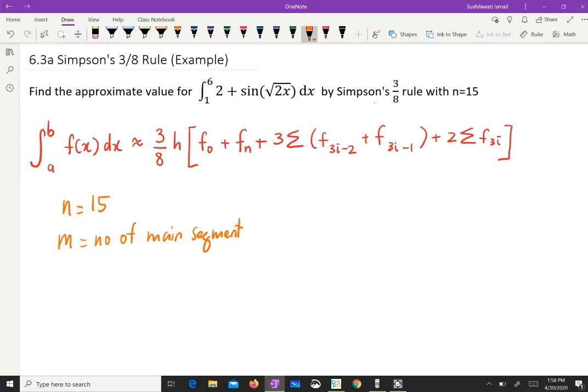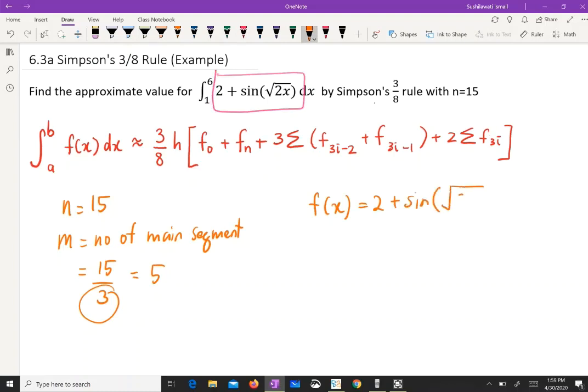So we can calculate m equals 15 over 3. Why 3? Because for Simpson's 3/8 rule, the value of n must be a multiple of 3. So we get the number of main segments is 5. So we have our f(x) is 2 plus sine square root 2x.